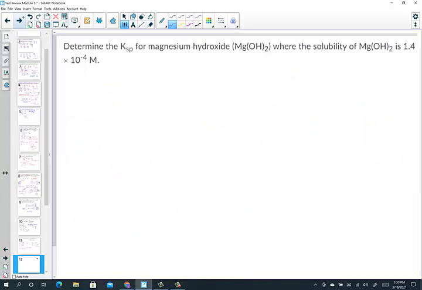Here is another KSP problem, just trying to pull a variety. I have a compound called magnesium hydroxide. And it, of course, sets up an equilibrium with its aqueous ions. When magnesium hydroxide dissociates, it does so by releasing one ion of magnesium, but two aqueous ions of hydroxide. If the molar solubility of Mg(OH)2 is 1.4 times 10 to the negative 4th molar, calculate the KSP of your solution.